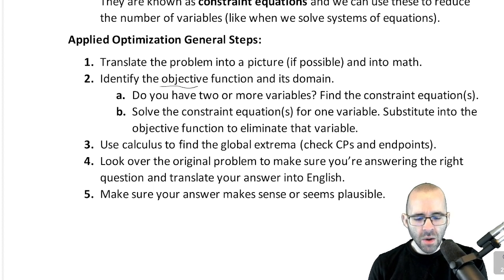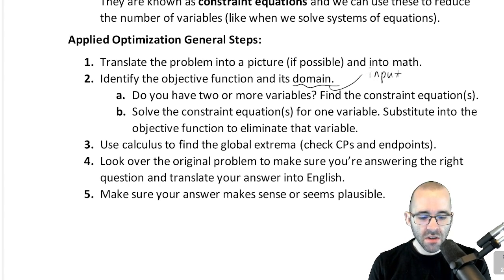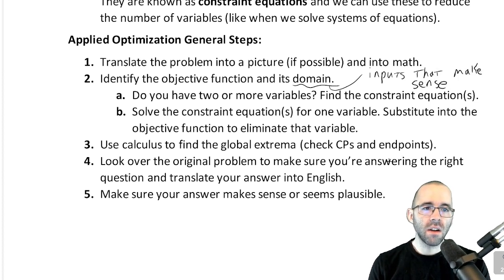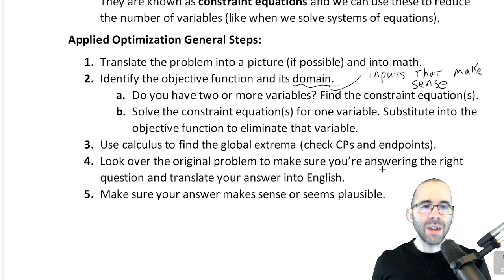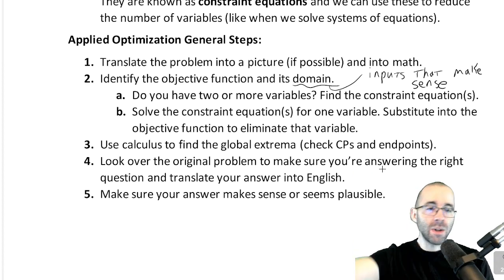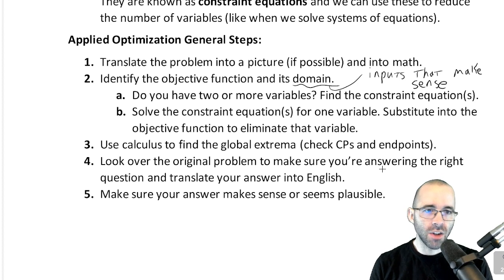And then we'll try to figure out, okay, what is our objective function? What is its domain as well? Remember, domain are the inputs. That makes sense. So if we're trying to figure out how big we should build something, it can't be negative. And there's also a certain maximum bigness as well, right? We can't have a building that reaches to the moon. So we'll figure out our domain.